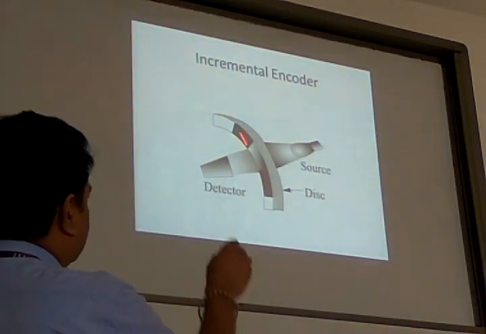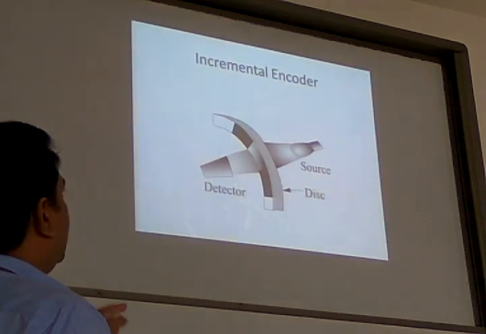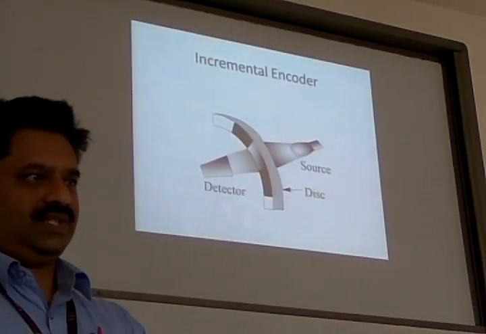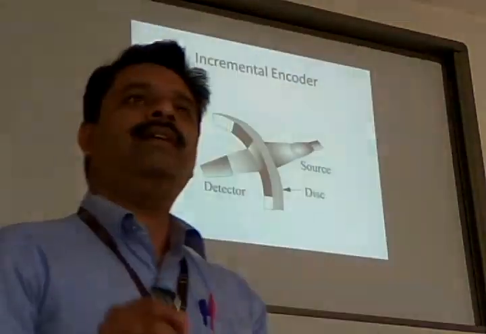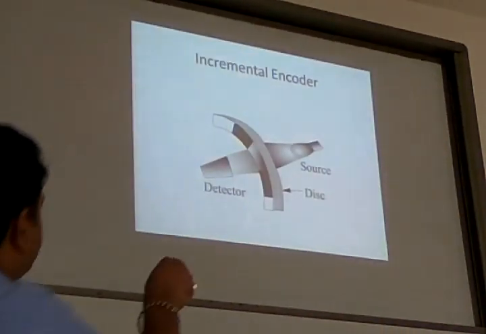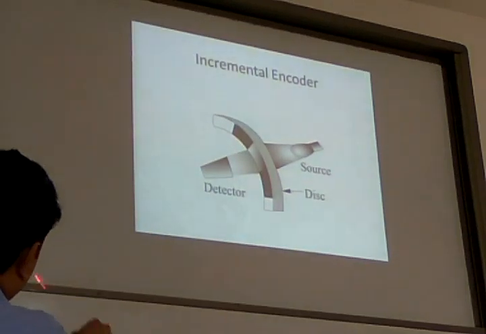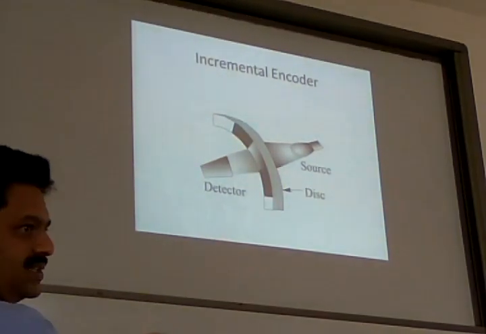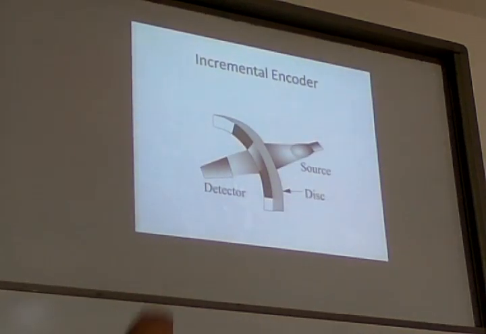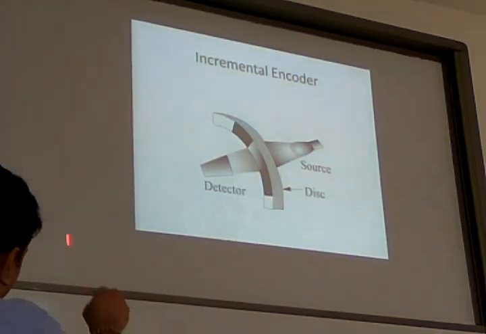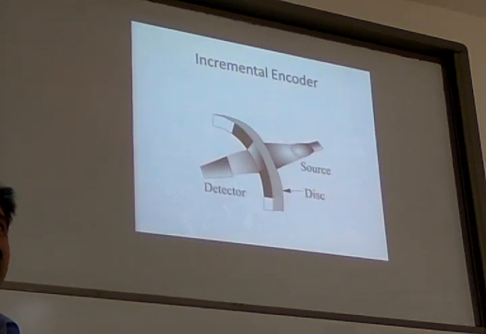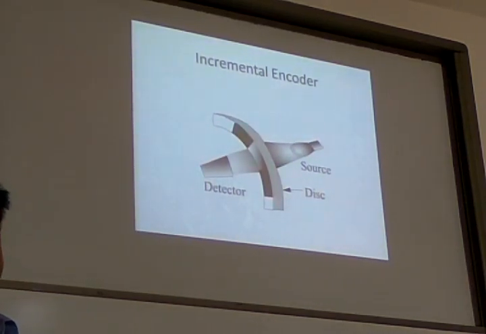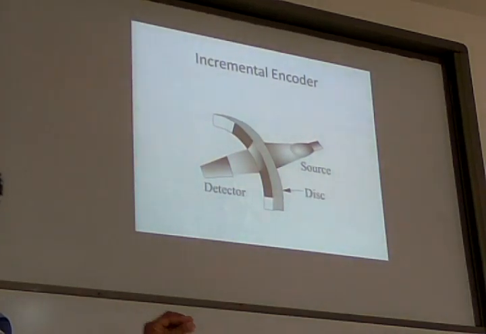Here you have a disc. The disc is here actually. It is a rotary incremental encoder that we are going to discuss. If it is a rotary incremental encoder, this is actually a full circle. I have shown only a quarter circle in the diagram. This will be a full disc, but for illustration purposes, I have shown only the quarter circle of the disc.